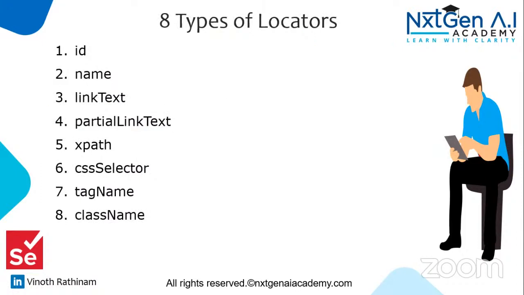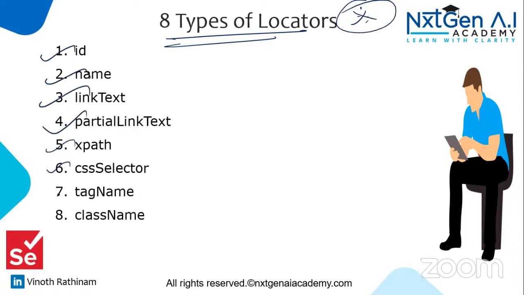So totally we have 8 types of locators. Next concept. These are the 8 types of locators: ID, name, link text, partial link text, XPath, CSS, tag name, class name.